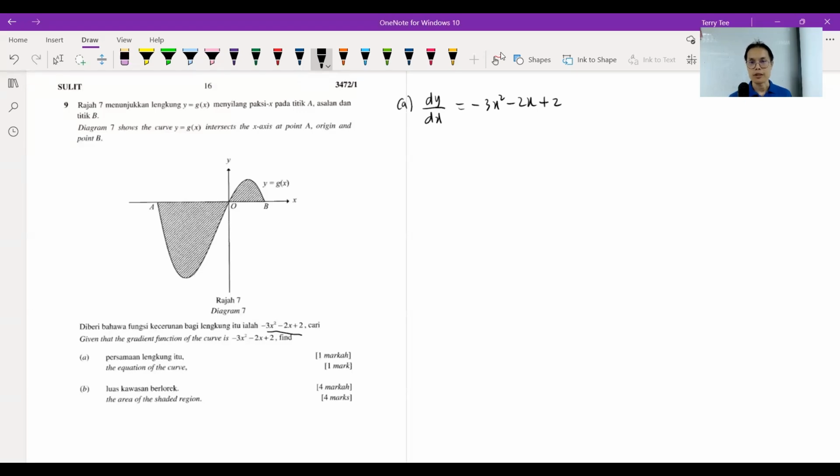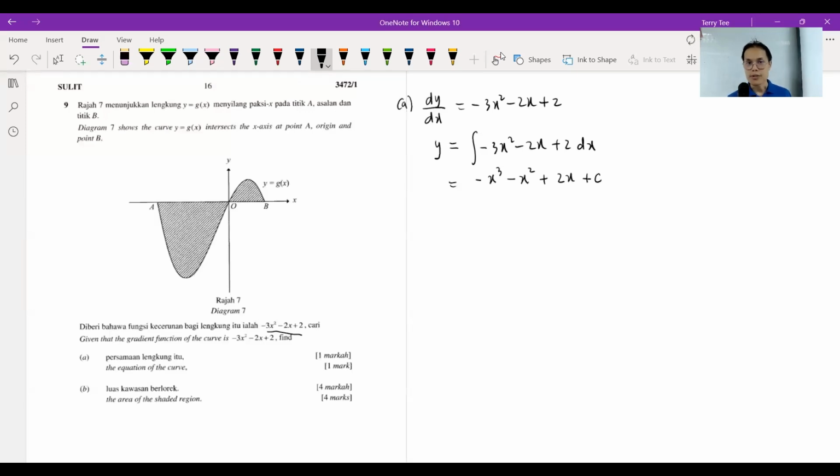And you're supposed to find the equation of the curve. Equation of the curve is your y. So we integrate negative 3x squared minus 2x plus 2 dx. Okay. So as we integrate, this is 3x squared, increase the power by 1, 3 over 3. I think I don't need to write this. Increase the power by 1 is x cubed over 3. This is x squared over 2. This is 2x plus c.